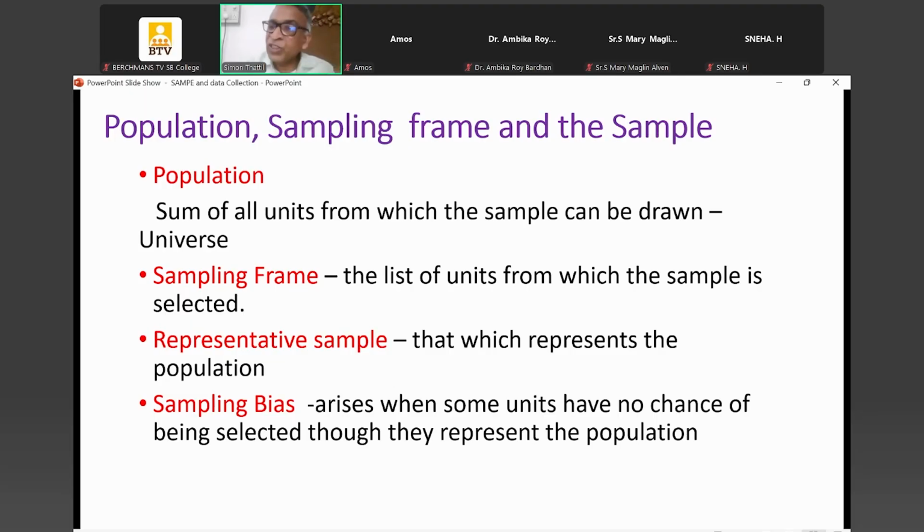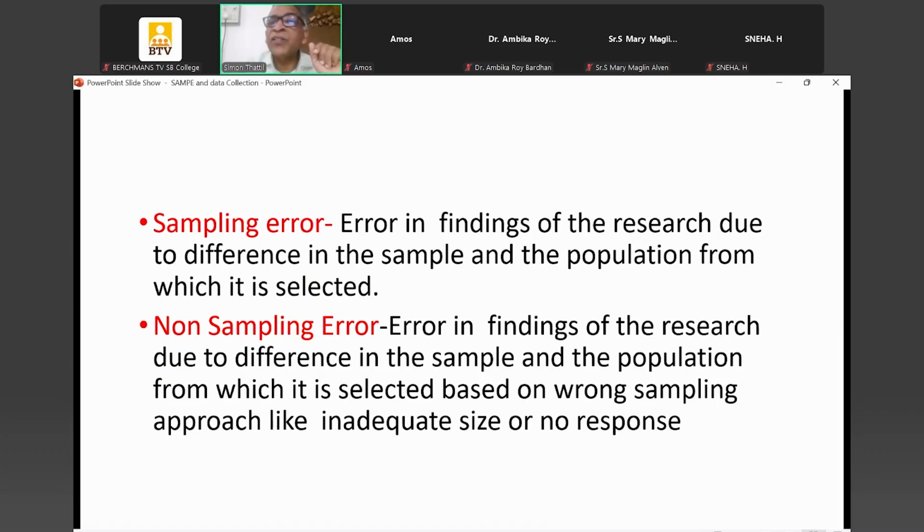There is no cross-sectional representation for that group. And still you're saying that you're sampling, you're biased in terms of selecting a particular group. And this is sampling error, where there's a difference in the sample and the population, and yet you come out with the findings based on that sample, knowing well that it is not representative. Now there's a sampling error.